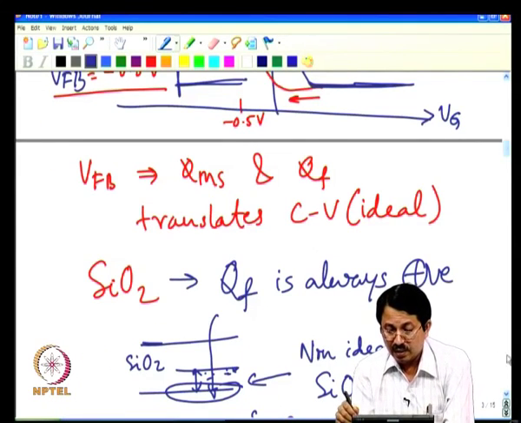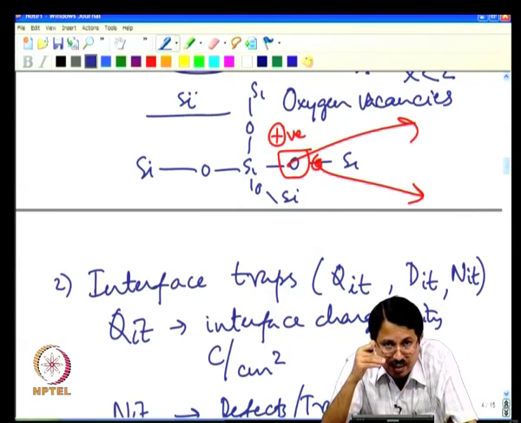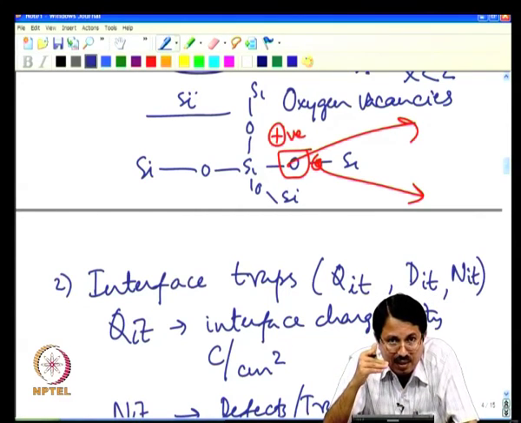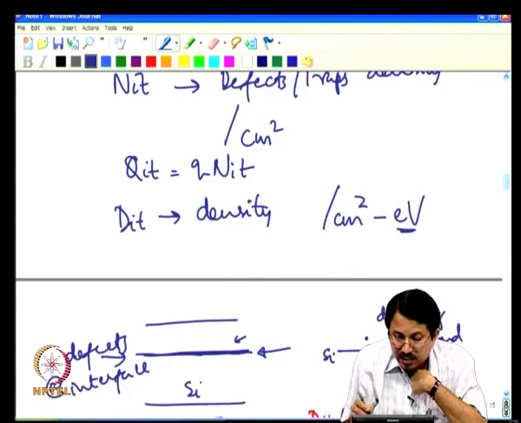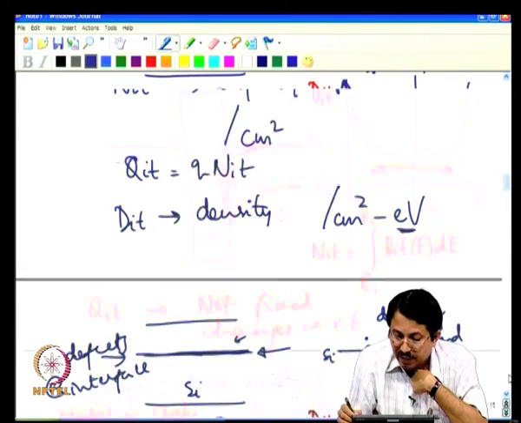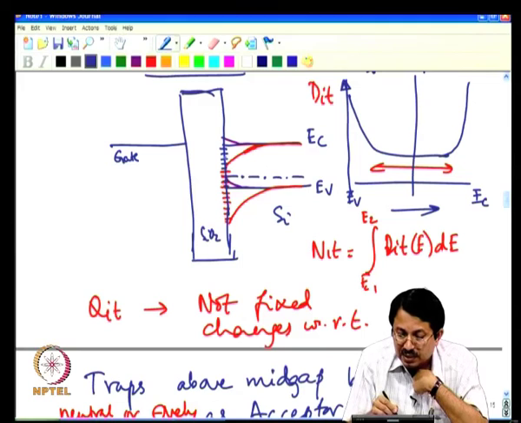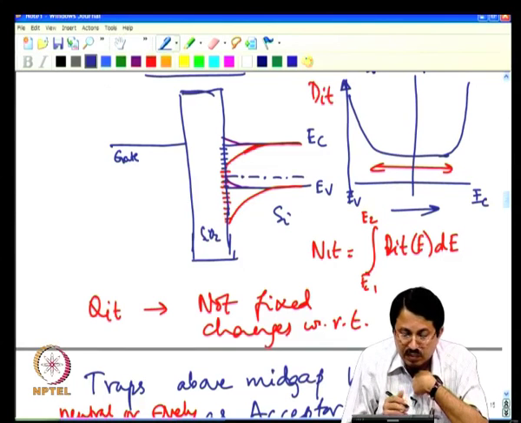On the other hand, when we talk of interface states, these are exactly at the silicon-silicon oxide transition, and hence they communicate with the channel charge. Depending on holes, electrons, whatever is there, they can easily go back and forth. And hence you have a varying charge, and the DIT is defined as a function of the density in the band gap. And because this is distributed in the band gap, the charge state varies depending on the location of the Fermi level.